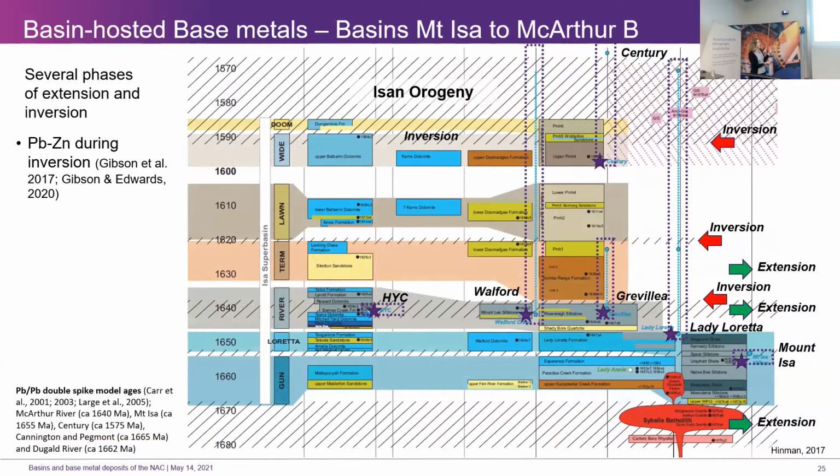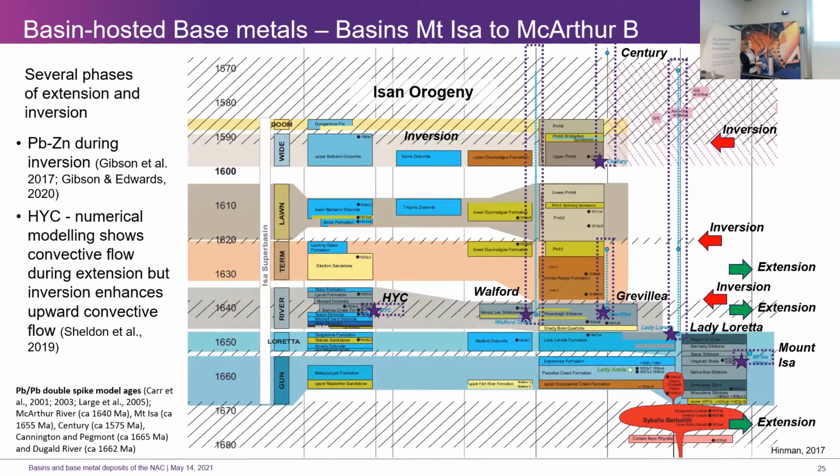So we've got a series of extensional events when we look through this Eiser group chart, and a significant one here during emplacement of the Sabella. Significant pulses we see in the seismic. We see big growth packages in some of these units, but we also have minor inversion events at river time, another one here after term before lawn, and then the big Mount Isa shortening coming in later.